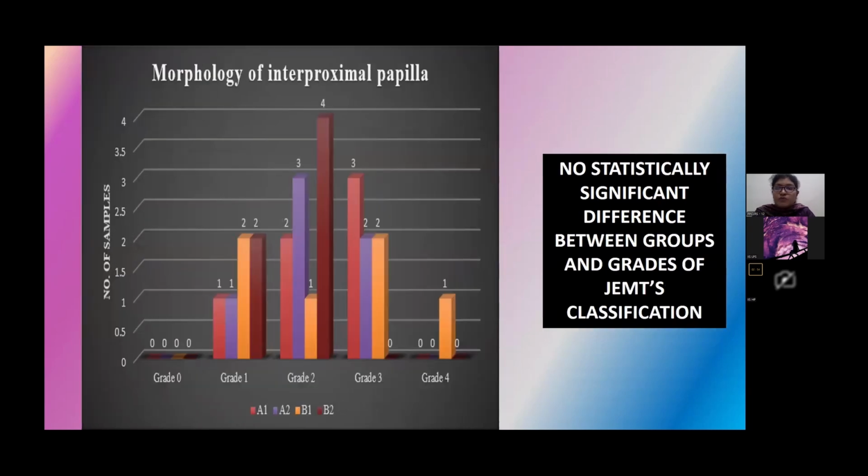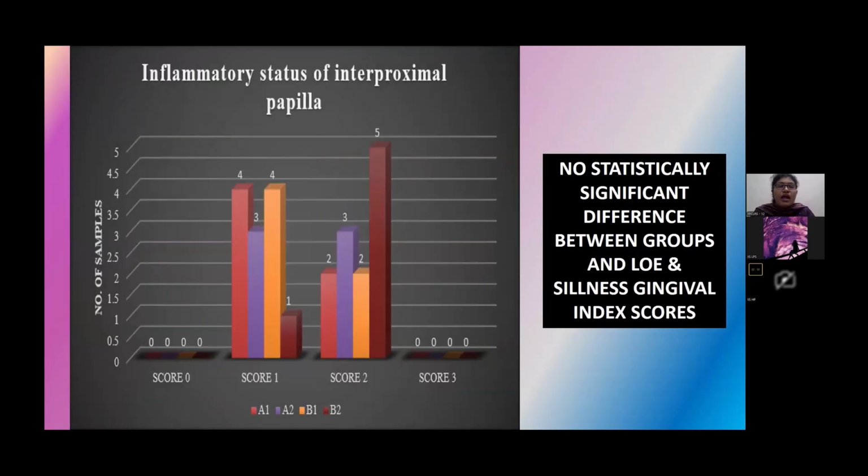For the morphology of the interproximal papilla, there was no statistically significant difference. And while considering the inflammatory status, there was a slight increase in inflammation in group B, but there was no statistically significant difference between the groups.